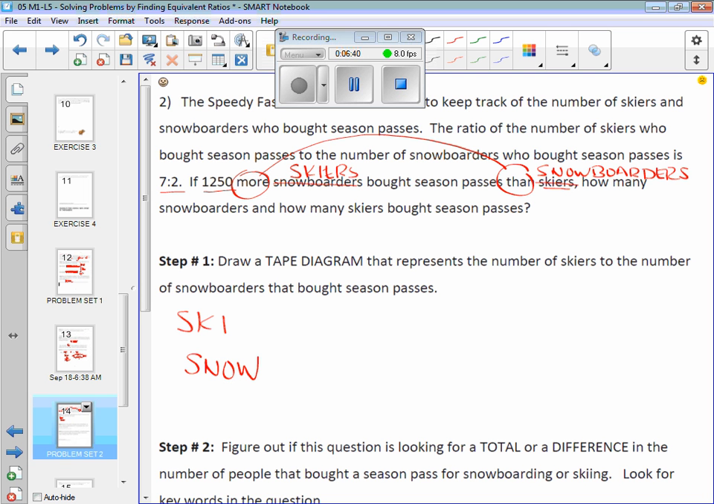Well, last night I realized that I crossed out the wrong snowboarders, so it didn't make sense for me until I realized that. That's okay. No. Oh, not in the tape diagram. How many boxes by how many boxes?